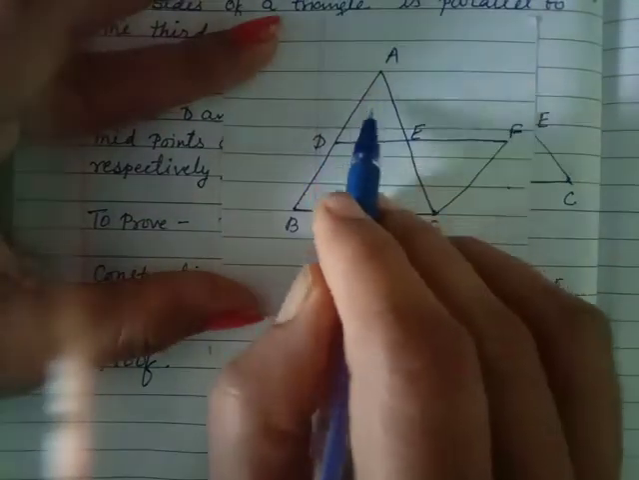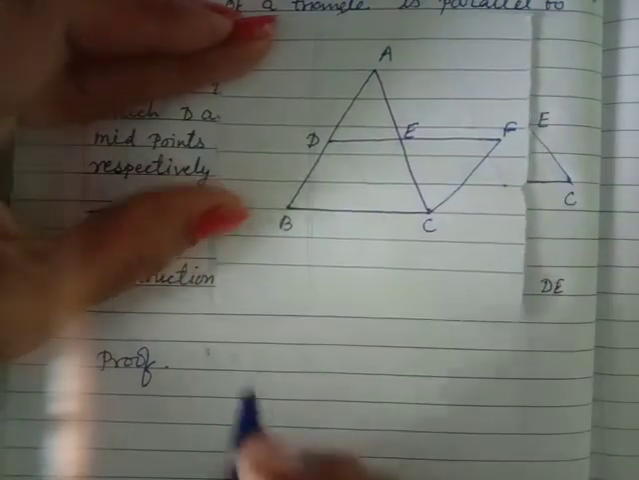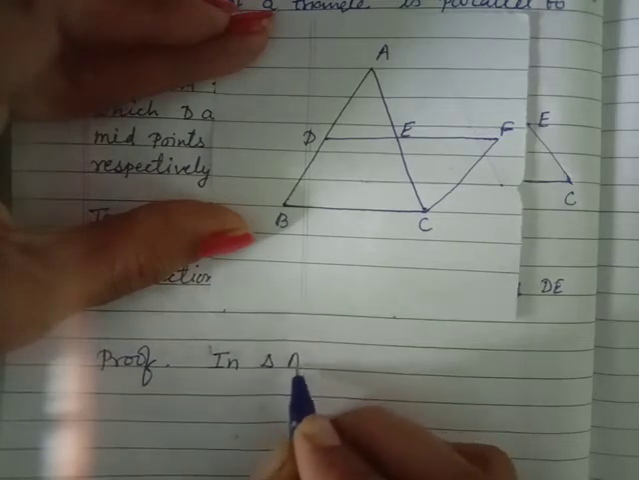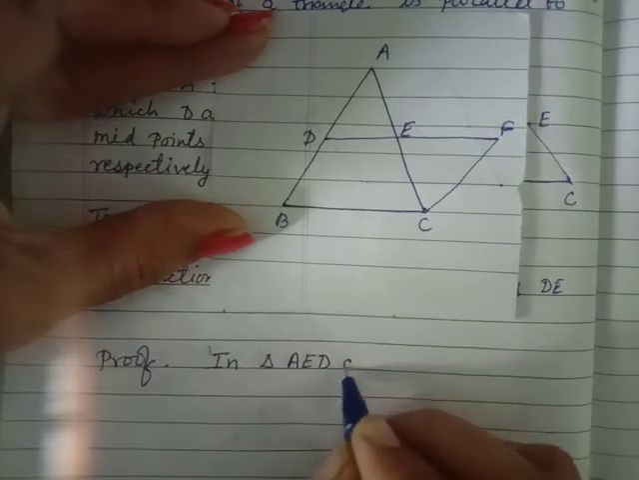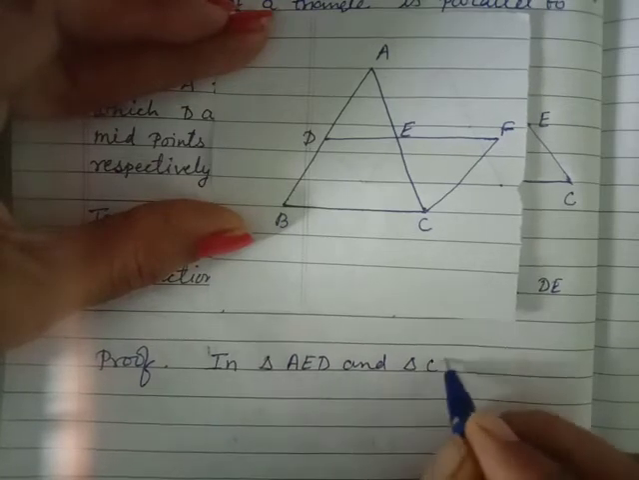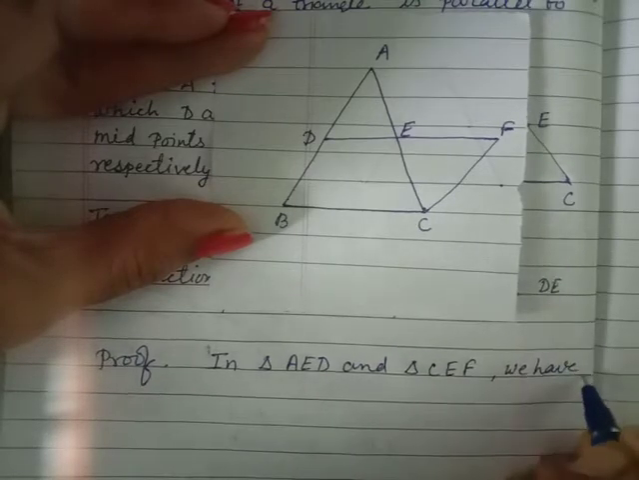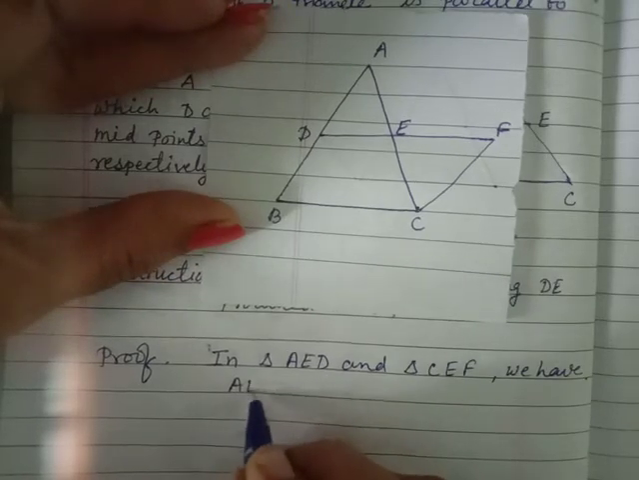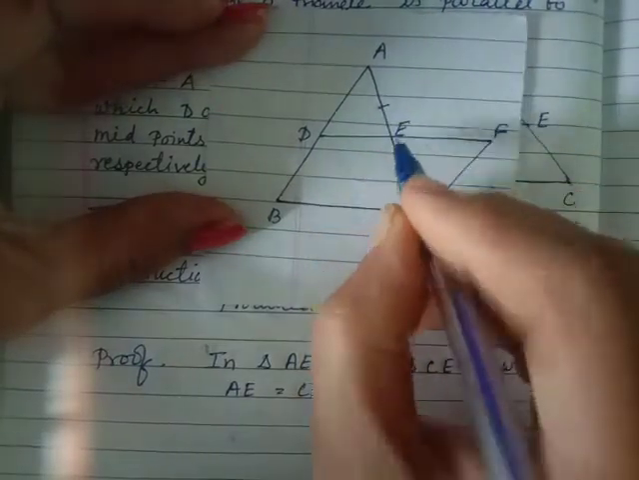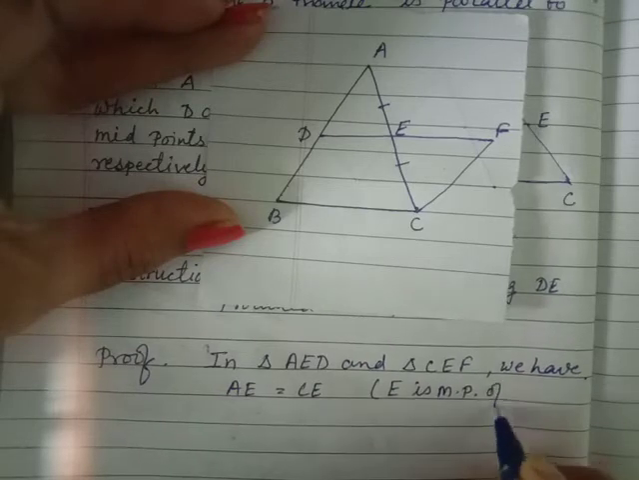We'll consider these two triangles first, triangle ADE and triangle CEF. So in triangle AED and triangle CEF, we have AE is equal to CE. This we already know because E is the midpoint. Reason we'll write: E is the midpoint of AC.